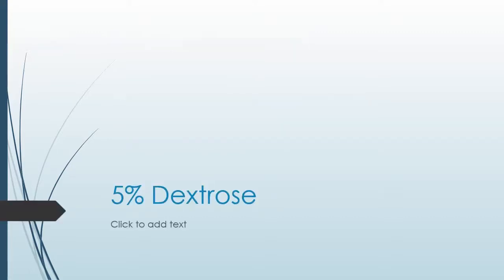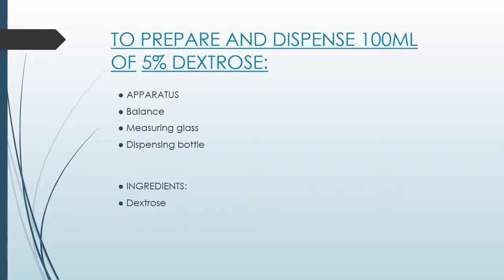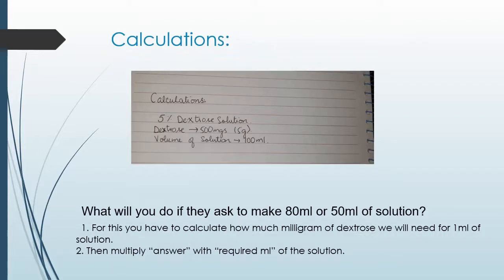Now we are going to discuss how to make 5% dextrose solution. The apparatus we need to prepare and dispense 100 ml of 5% dextrose solution includes balance, measuring glass, dispensing bottle, and in ingredients we have dextrose. Calculations of dextrose solution is same as that of saline solution. In 5% dextrose solution we have 5 grams of dextrose and the volume of solution is 100 ml.